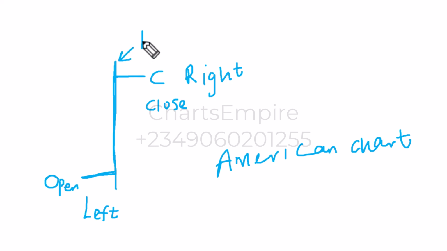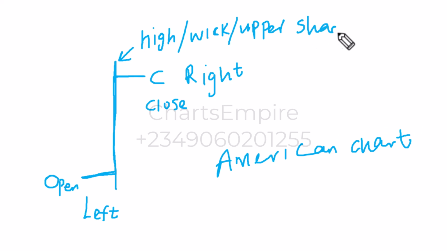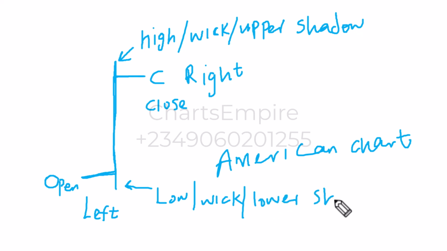H-I-G-H. This is what we call the wick or upper shadow. And the line at the bottom, which extends lower than the open, is what we call... what is the opposite of a high? The opposite of a high will be low, the lower wick or lower shadow, right?